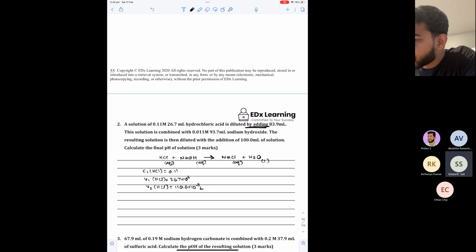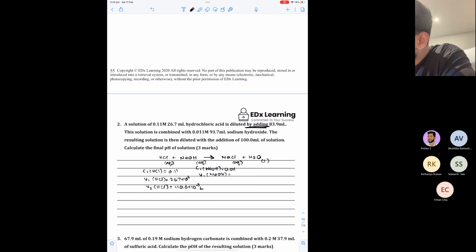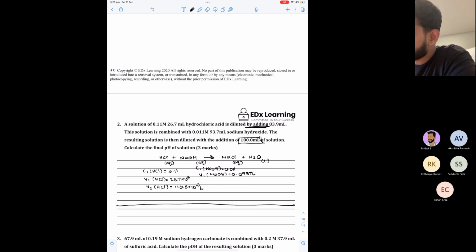Good. Keep going. And then you sub it into C1 V1 equals C2 V2. Remember, before that, write all your data. Then C1 of NaOH is 0.011. Good. And V1 is 0.0937 liters. Good. And I don't know where to put the last bit of information. Yeah, so maybe you can just write under here and put a line before we go through the plus 100 ml of solution. Okay, very good.